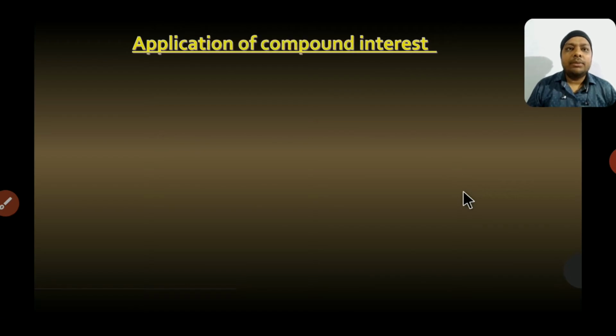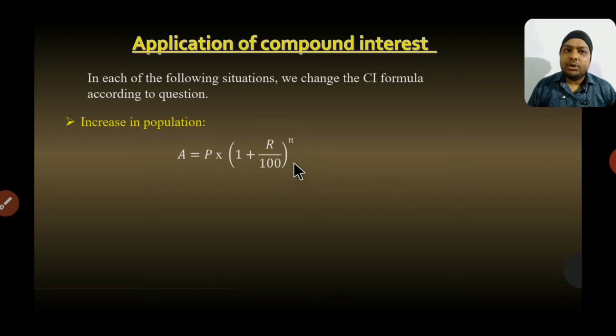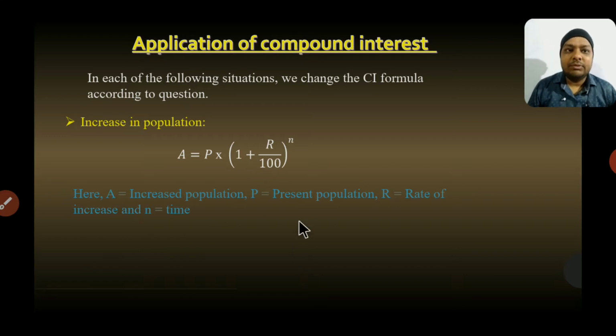Now, application of compound interest. In each of the following situations, which I will write downside, we change the CI formula according to the question. First, if the population increases, we will use the same formula: A = P(1 + R/100)^n. Here the values change: A will be the increased population, P will be the present population, R will be the rate of increase, not interest, and n will be time. To find the population if it is increasing, we will use this formula.